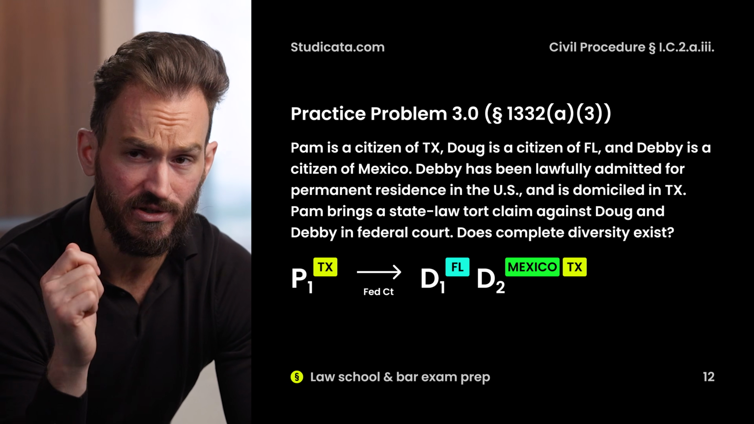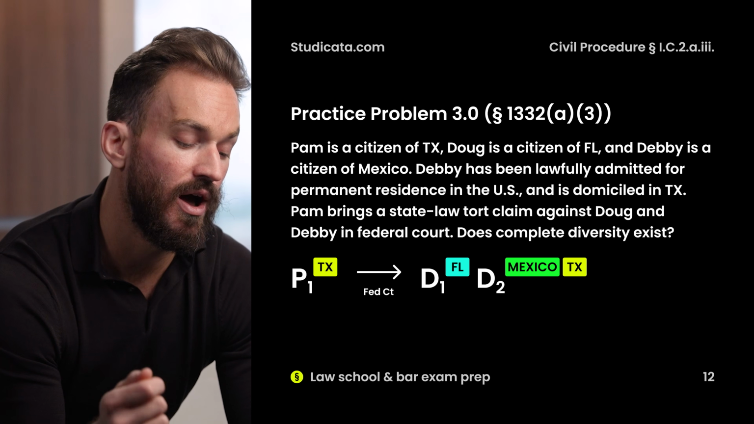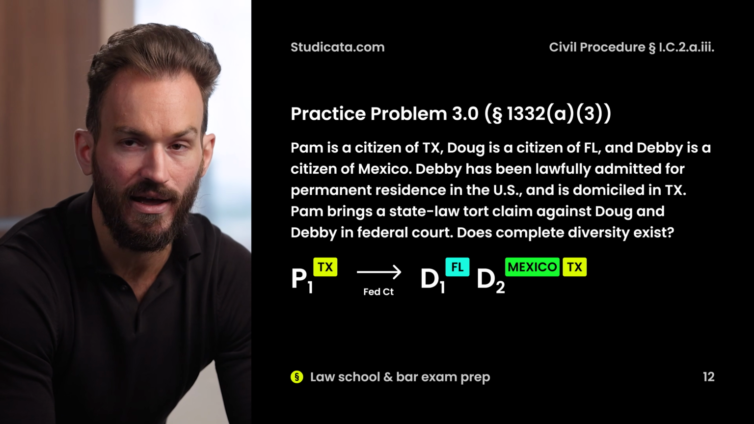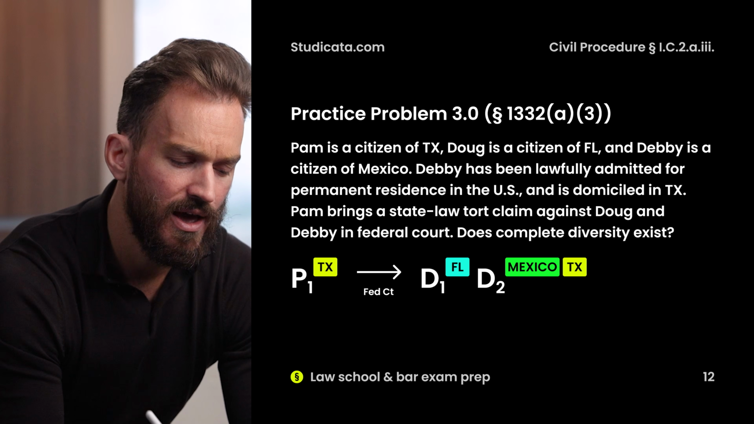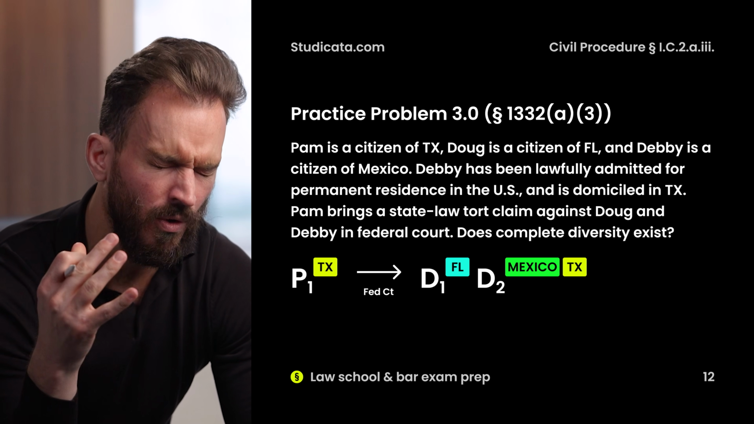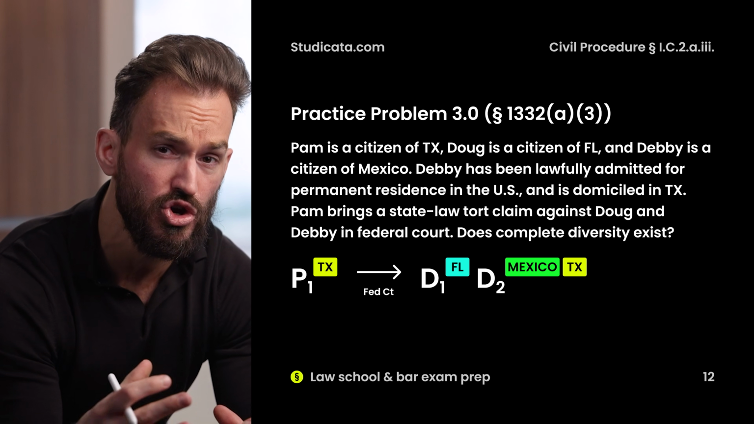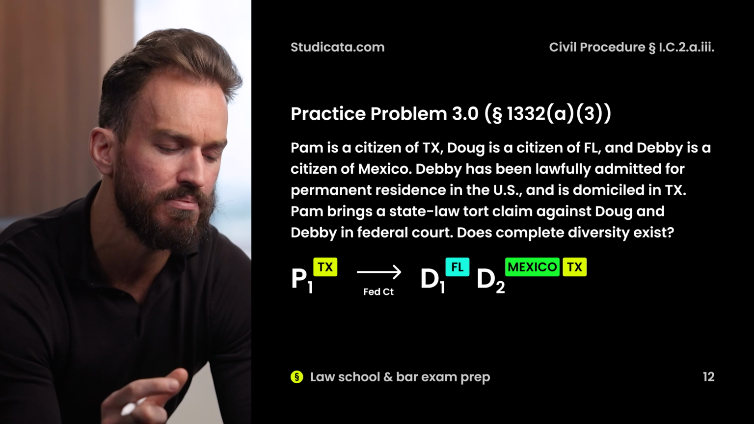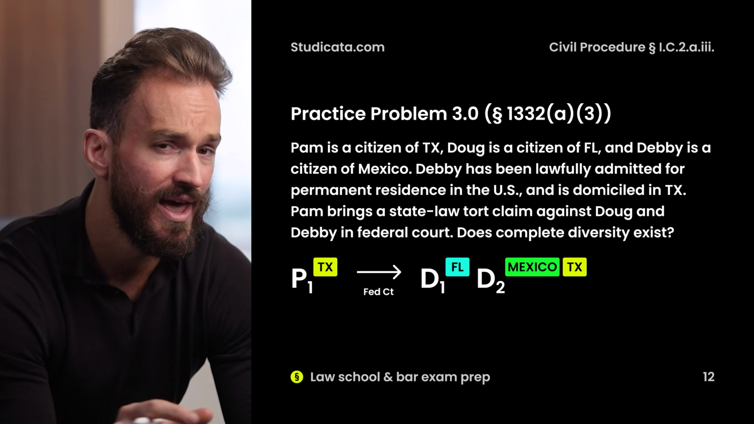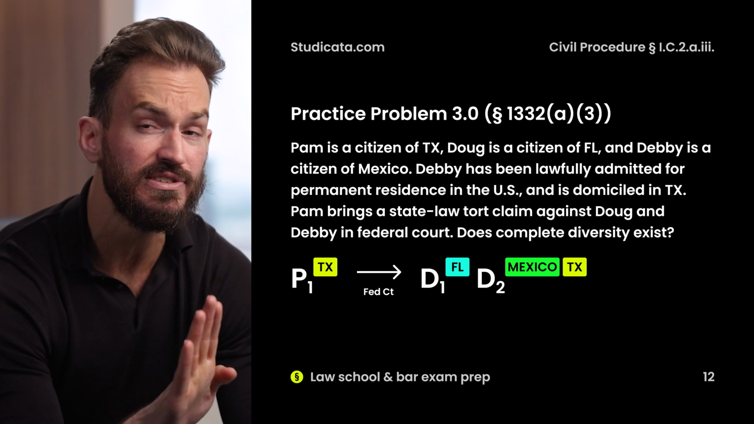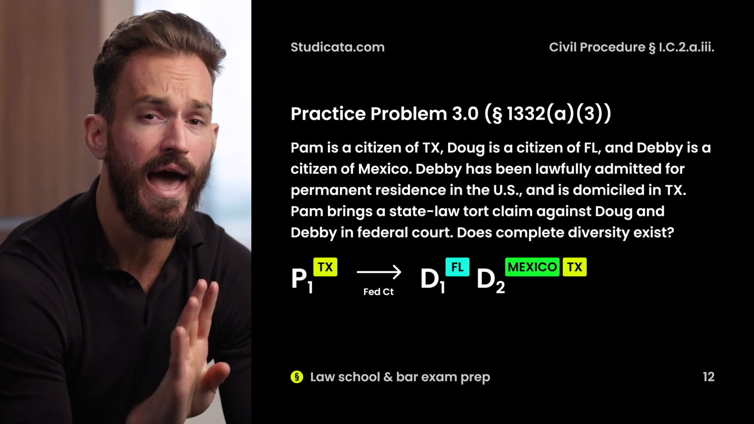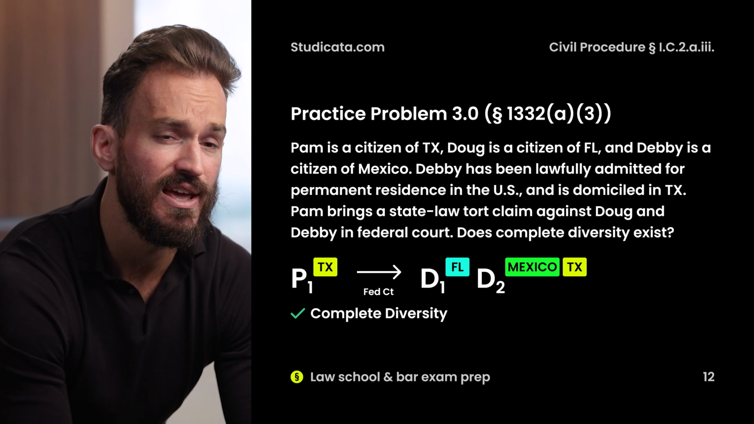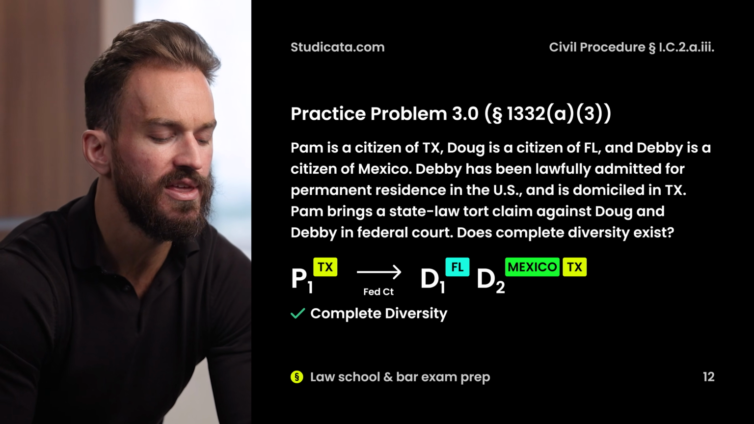So because defendant 2 is a citizen of Mexico, a foreign state, and because that defendant is an additional party to an action between U.S. citizens from different states, basically that permanent resident exception from 1332(a)(2) is not applied. Basically, we just ignore the defendant from Mexico for diversity purposes in this analysis. Therefore, complete diversity exists. Okay, hopefully that makes sense.